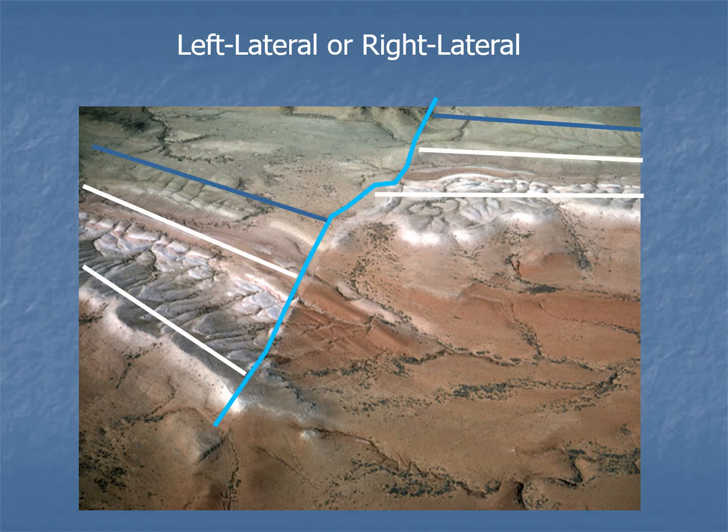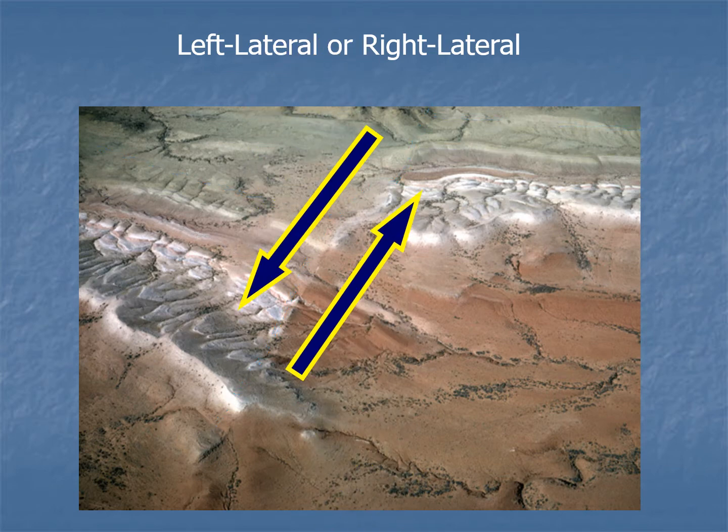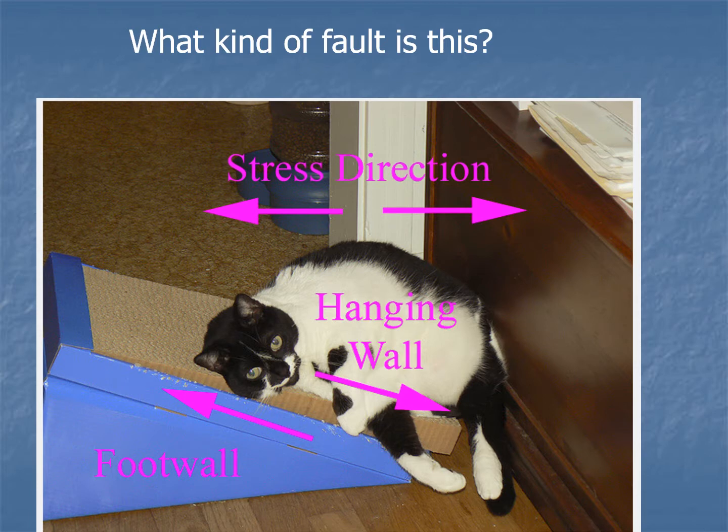Okay, so now when we trace this out, it might make it a little bit easier to see. This is left lateral. And indeed, this is left lateral, so we can put our arrows on either side of the fault trace there, showing the offset. We do this on geologic maps as well.